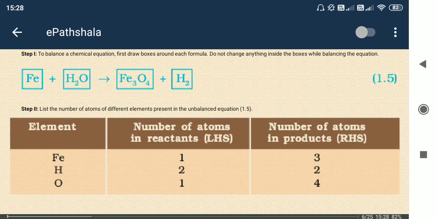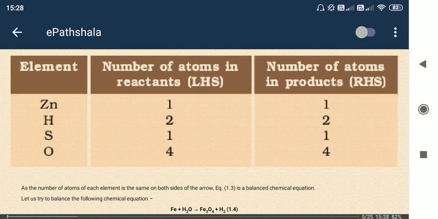So see here, this reaction is Fe plus H2O. Iron is reacting with water and forming ferric oxide Fe3O4, plus H2 hydrogen gas. You can see the number of Fe on the left side is 1, but on the right side it is 3. Oxygen on the right side is 4, but on the left side it is 1. So it is not matching. That's why we need to balance.